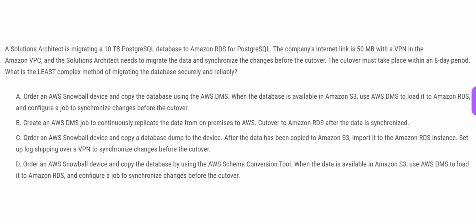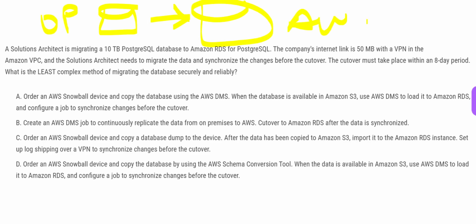See, in this question, you have a database. This is your on-premises database. Now you are migrating it to a database in the AWS environment. What is that database called? RDS for Postgres, and you have to migrate it. For migration, you need internet speed. The internet link is 50 MB with a VPN in VPC, and you need to migrate the data and synchronize the changes before the cutover.